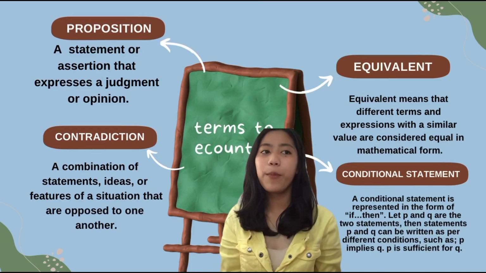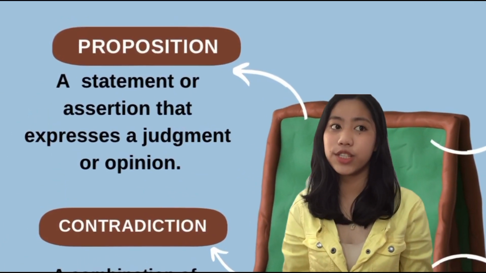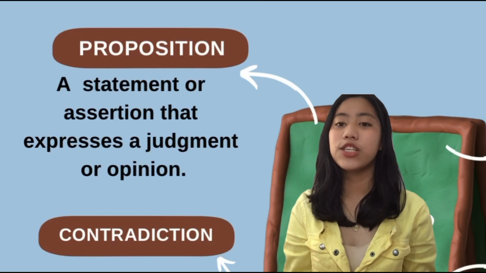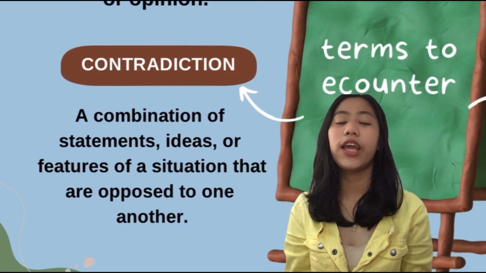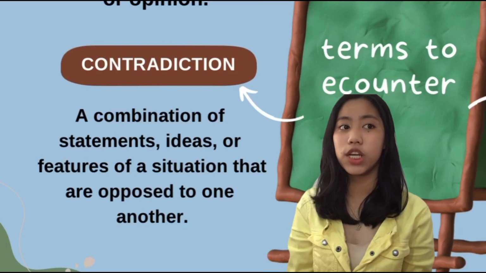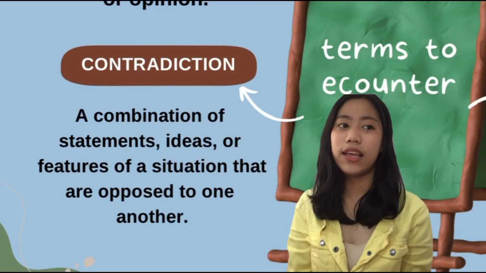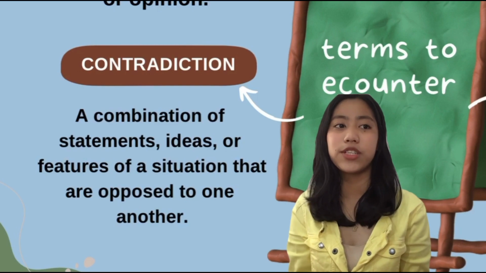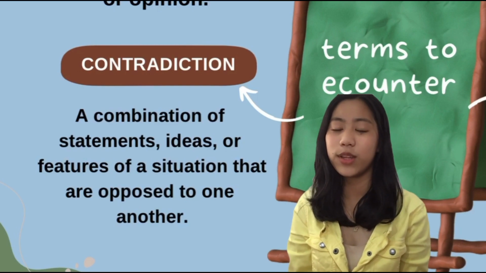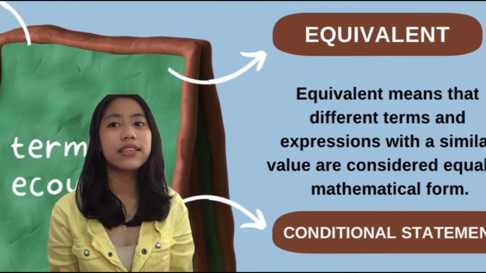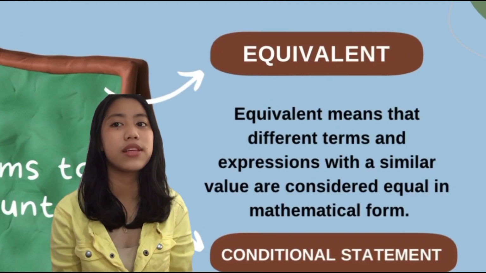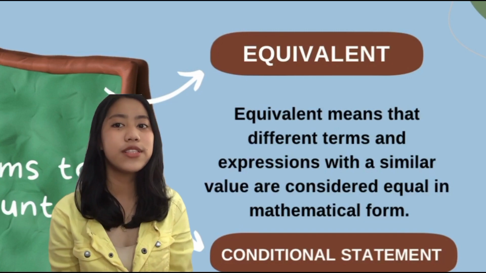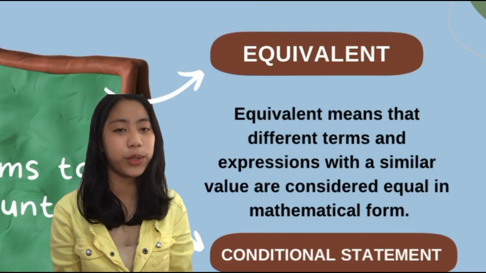Proposition. A proposition is a statement or assertion that expresses a judgment or opinion. Contradiction. A contradiction is a combination of statements, ideas, or features of a situation that are opposed to one another. Equivalent. Equivalent means that different terms and expressions with a similar value are considered equal in mathematical form.